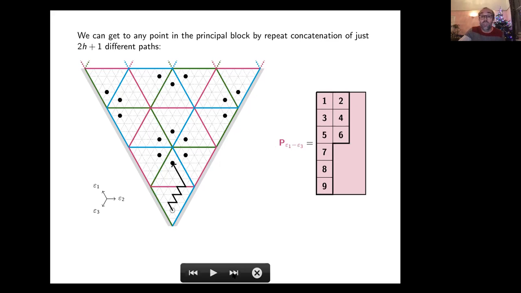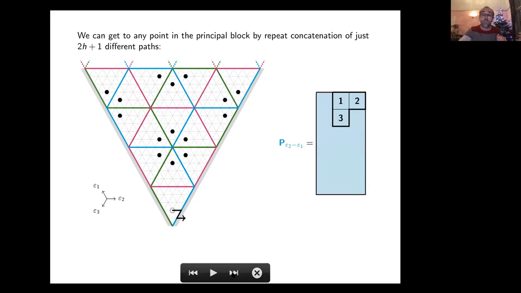So I said 2h plus 1. For each color, I'm going to have 2 paths. Here is the one that goes through the wall, and here is the one that goes up to the wall and then changes its mind and comes back. Notice that these are related by the reflection through that pink hyperplane. Okay, so I've done it for pink. I need to do it for green and blue now, right?